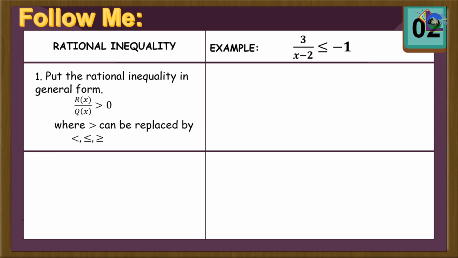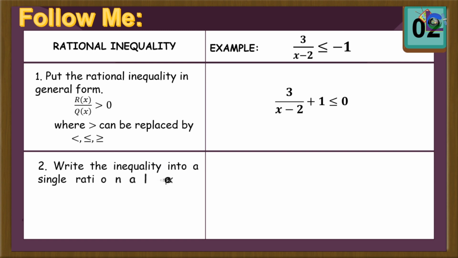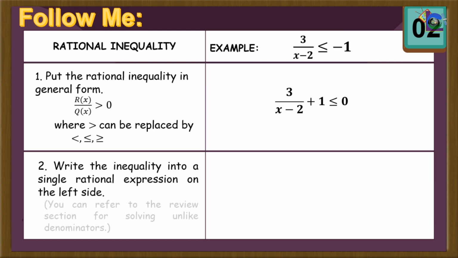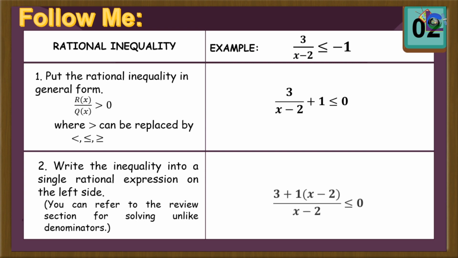Second, write the inequality into a single rational expression on the left side. So this will become 3 plus x minus 2 over x minus 2 is less than or equal to 0.